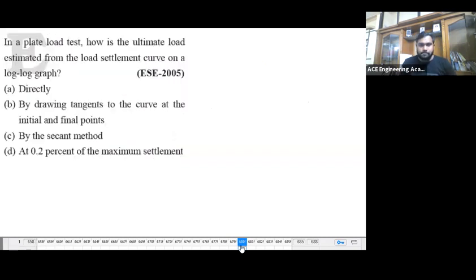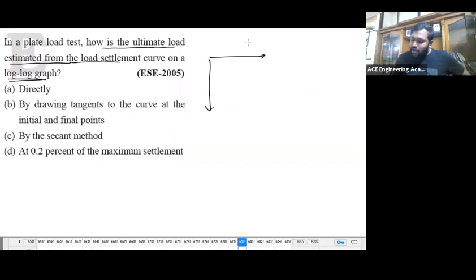Okay. Now, in a plate load test, how is the ultimate load estimated from the load settlement graph log? I told you in the case of the log graph, it is going to be directly yes or no, so directly I can measure. The answer is directly. By drawing tangents to the curve at initial and final points, that is for a normal graph. In the given question, instead of log, if I would have given the normal graph, then by drawing tangents to the curve at the initial and final points.